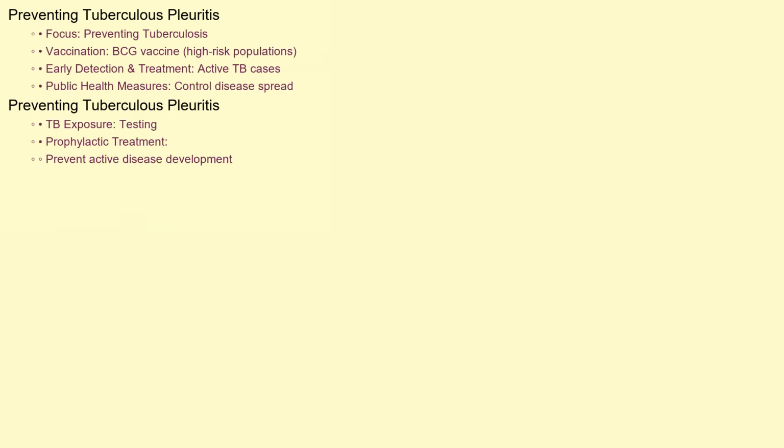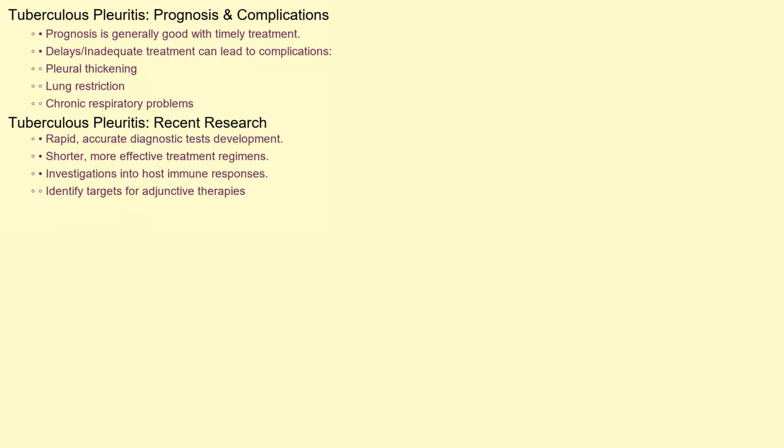Preventing tuberculous pleuritis focuses on preventing tuberculosis itself. This includes vaccination with the BCG vaccine in high-risk populations, early detection and treatment of active TB cases, and public health measures to control the spread of the disease. Individuals who have been exposed to TB should undergo testing, and if indicated, receive prophylactic treatment to prevent the development of active disease.